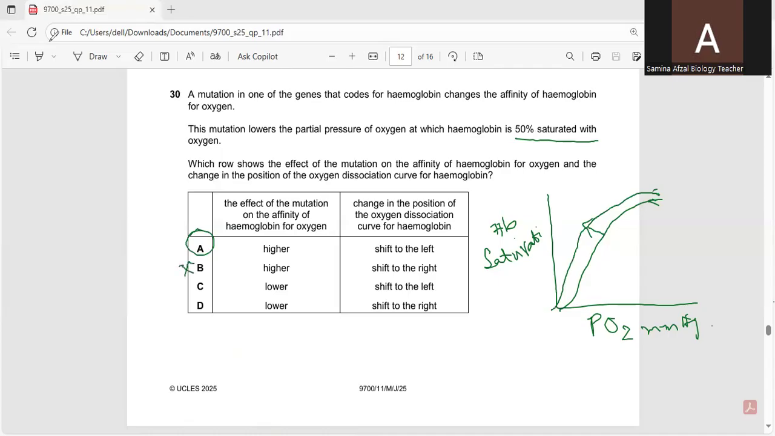B, again, it can be, but according to this it will not shift towards the right. When the affinity is high, oxygen will readily bind with the hemoglobin, so the affinity is increased. This curve will move towards the left, not shift to the right. So A is the correct option.